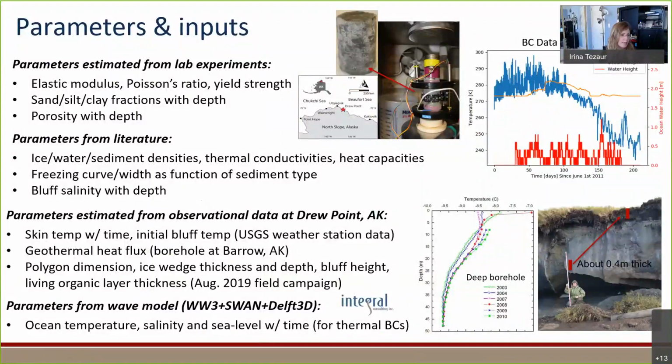We have UAV data that's not listed here, but I showed some images earlier. We use USGS weather station data. We use some borehole data from Alaska as well. And then in August of last year, some of the team members at Sandia, who typically do computational work, went up to Drew Point and collected measurements of various things like polygon dimension, ice wedge thickness and depth, bluff height, living organic layer thickness. And this is Jen, my colleague, who is measuring a niche up there at Drew Point.